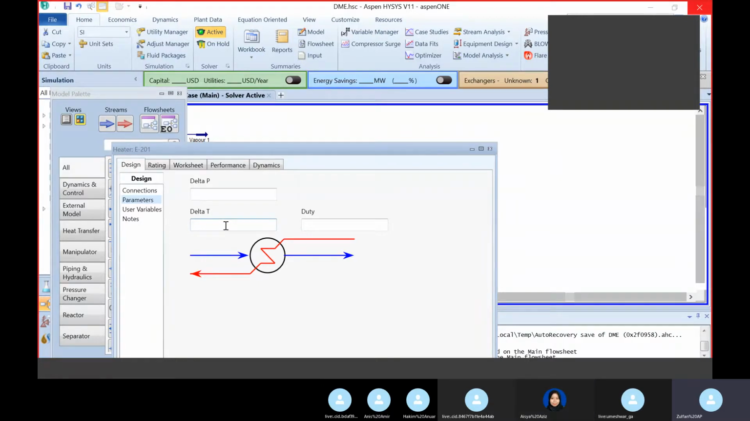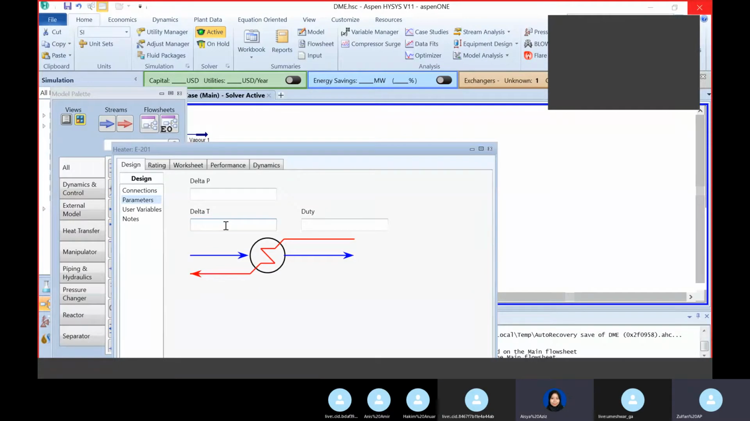So M is there, Cp is there. Now T inlet and T outlet. T inlet has been specified. So what is left is the T outlet, right? For this T outlet, you can either specify T outlet or the delta T.